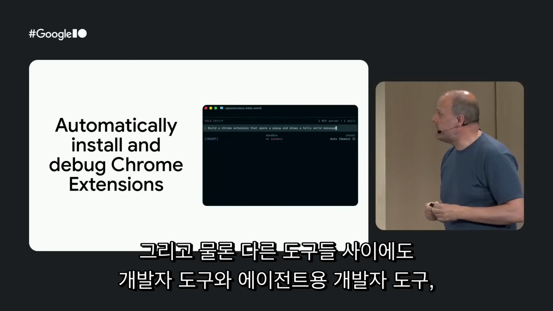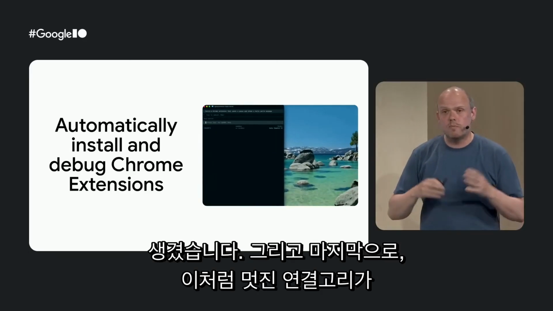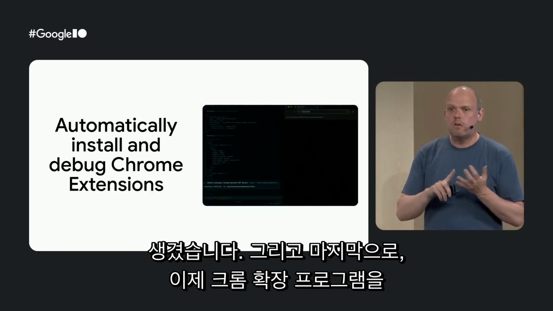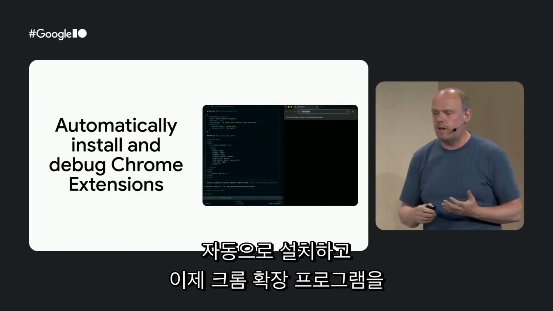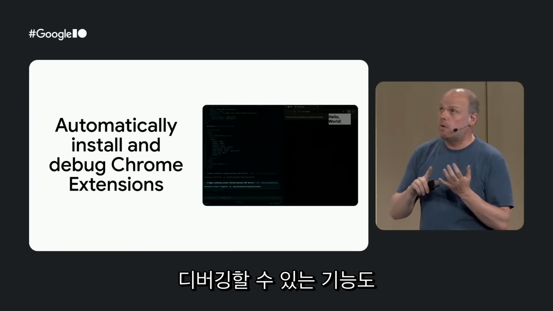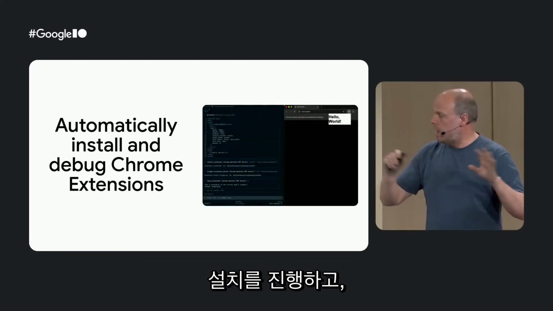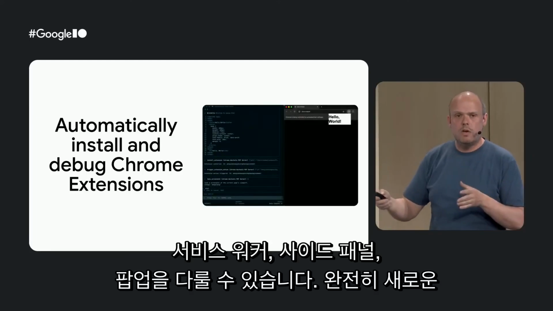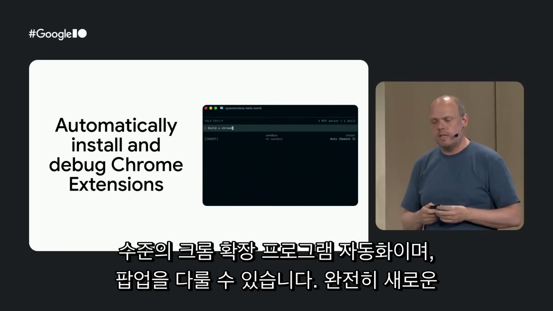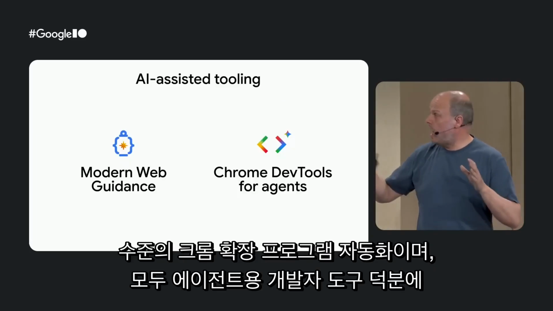And then the final piece is we also now have the ability to automatically install and debug Chrome extensions. So if you're a Chrome extension developer, you can now inspect, we can do the install, you can inspect the service worker, the side panels, the pop-ups. It's a whole new level of automation for Chrome extensions as well, all powered by DevTools for agents. I'm very excited about this.